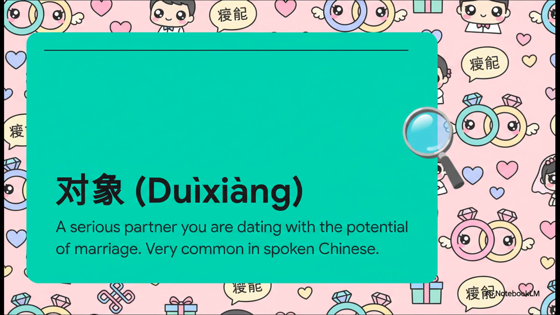So what exactly is a 对象? This is a super common word you'll hear in spoken Chinese, and it implies a way deeper level of commitment. If you call someone your Duìxiàng, you're basically telling the world, hey, this is not just some casual fling. We're dating with marriage on our minds.